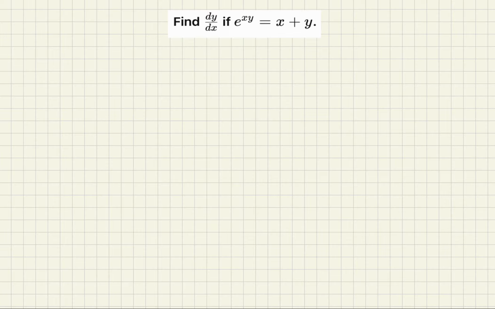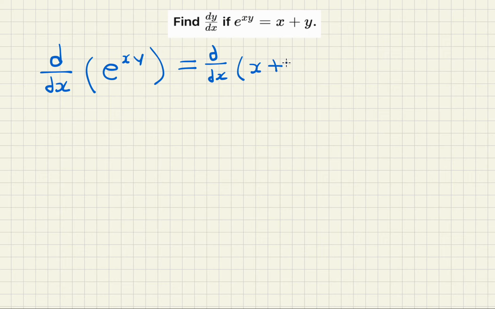Next question, find dy over dx if the given equation is e to the power of xy equals x plus y. Now, similar to the previous questions, all we need to do is differentiate by d over dx with respect to x. So first part, multiply d over dx on both sides. So we have d over dx times e to the power of xy equals d over dx times x plus y.